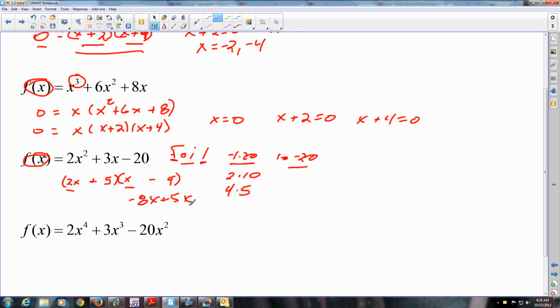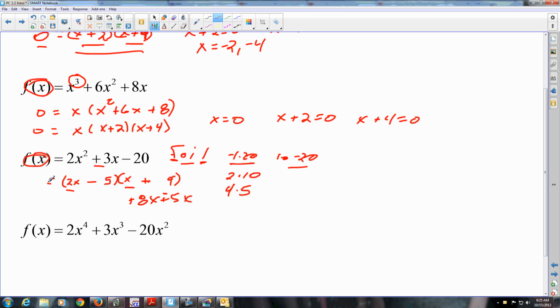Notice I got a negative 3x and I have a positive 3x here. So that doesn't mean that I made a mistake. It just means that on my first guess, I need to go back and change the signs. So this would be minus and this would be plus. So plus 8x minus 5x is a positive 3x.